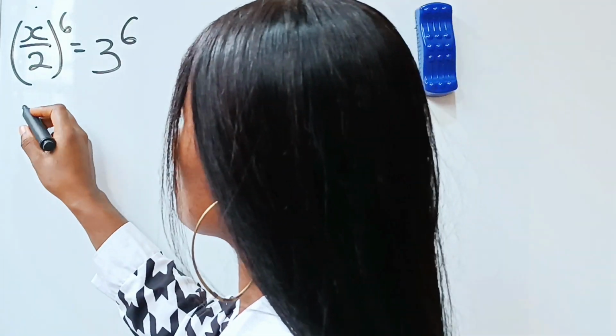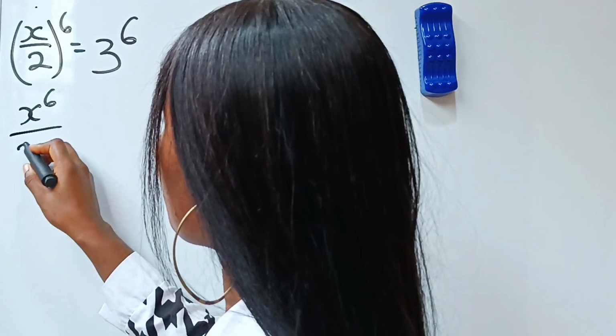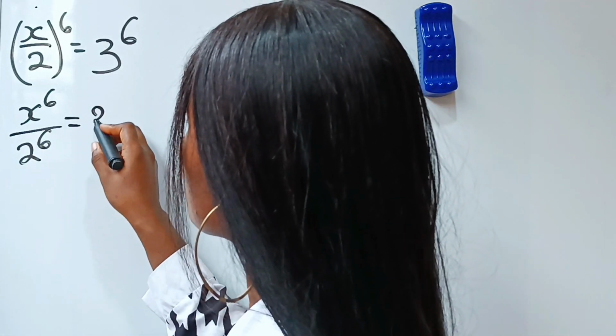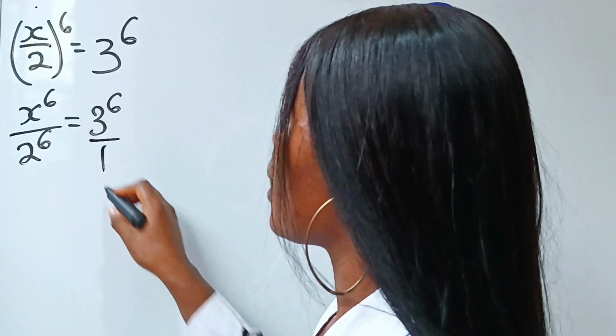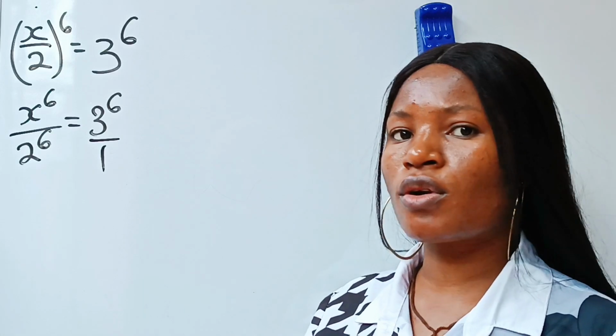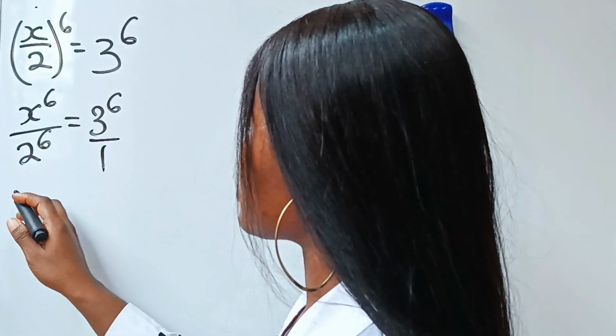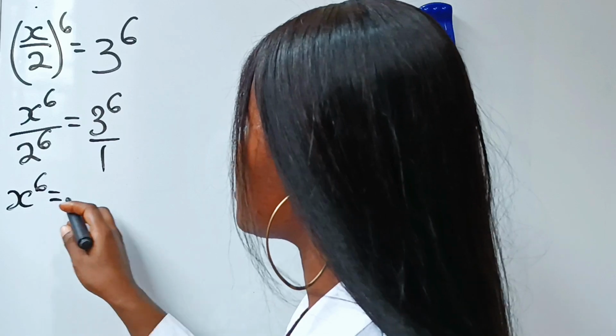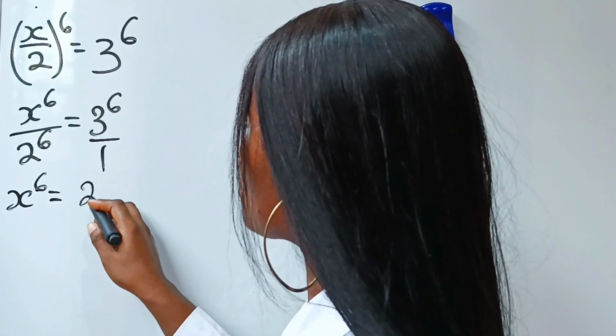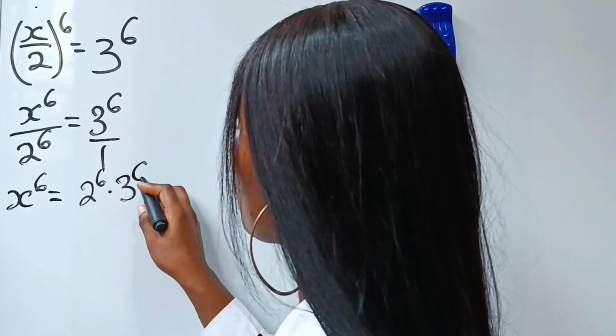So this will be equal to x to the power of 6 divided by 2 to the power of 6 is equal to 3 to the power of 6. Okay, now we are going to do cross multiplication. So when we do that, we have x to the power of 6 times 1 will give us x to the power of 6 is equal to 2 to the power of 6 multiplied by 3 to the power of 6.